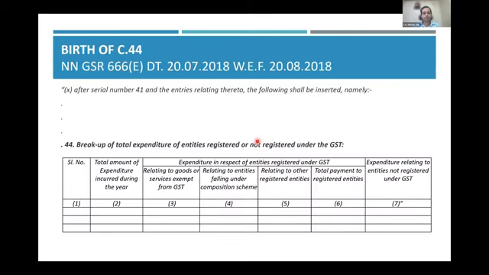Now, this was the birth of clause 44. This particular notification, dated 20th July 2018, was made effective from 20th August 2018. Through this notification, they inserted clause 44 in Form 3CD. So the birth took place in July 2018.